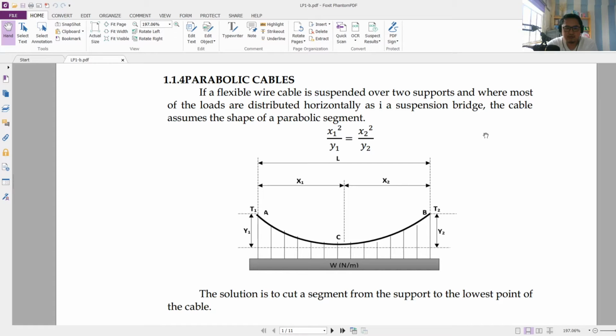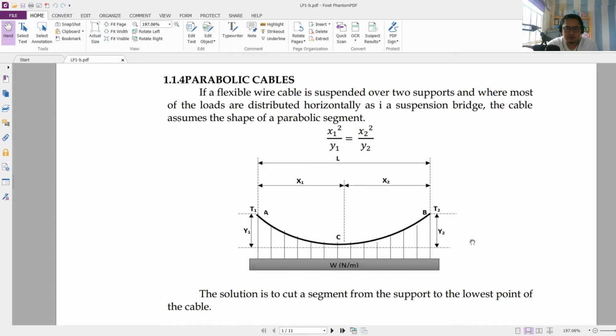And let's continue our discussion in mechanics. So, we are now in parabolic cables. Definition of parabolic cables: if a flexible wire cable is suspended over two supports and where most of the loads are distributed horizontally, as in a suspension bridge, the cable assumes the shape of a parabolic segment.